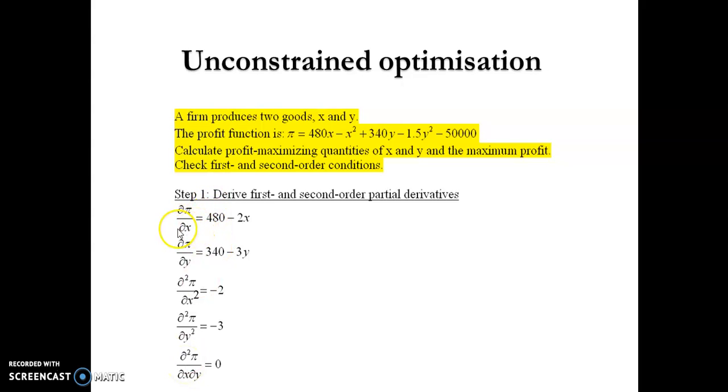And if I want to obtain my cross partials, I can take any one of these and say, right, I've differentiated this with respect to x. Now let's differentiate this with respect to y, and I can see I'm going to get 0. Similarly, here we differentiated first with respect to y, but if we differentiate this with respect to x now to get our cross partial, again, it's going to give us 0. So that is our step 1.